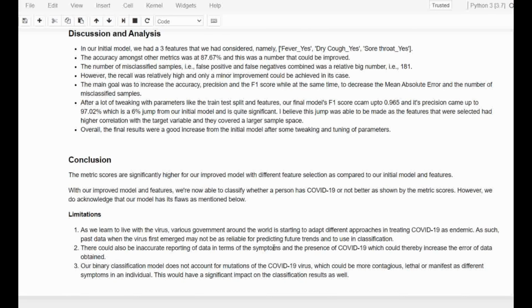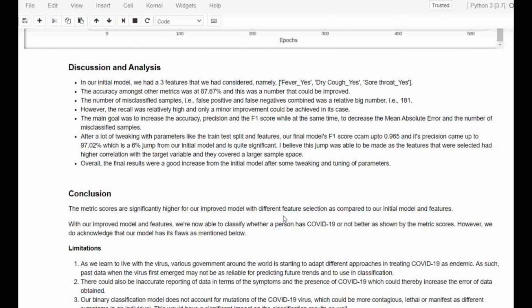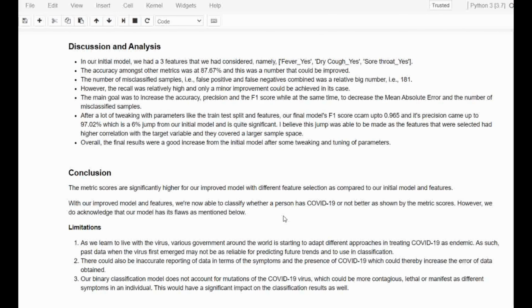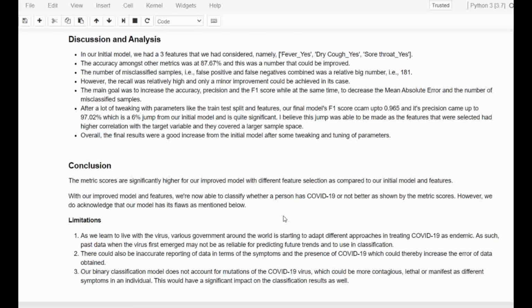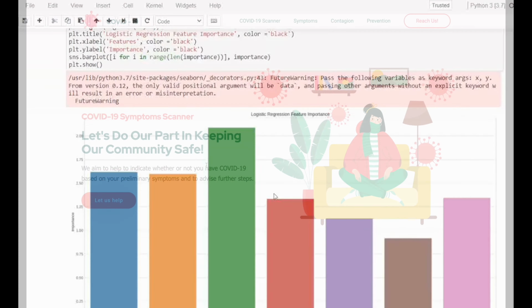And in conclusion, with our improved model and features, we believe we'd now be able to classify whether or not someone has COVID-19 with a reasonably good accuracy, which is around 76%. However, we do acknowledge that there can be flaws in our models. As we learn to live with the virus, various governments around the world are adapting to the circumstances, and there could be inaccurate reporting of data, and our binary classification model doesn't always account for mutations in the COVID-19 virus, which could lead to different kinds of symptoms in different people. So that's task 2.